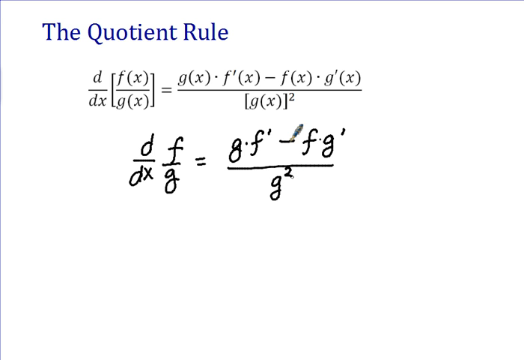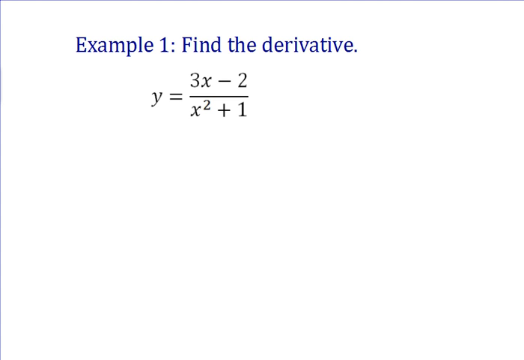Now notice, because we have a minus sign in this rule, the order is very important here. You have to start with g times f prime minus f times g prime. In the product rule, because we're adding, it doesn't matter which one comes first. Order doesn't matter when you're adding, but when you are subtracting, the order is very important. So make sure that we always start with g times f prime minus f times g prime over g squared. Let's look at a couple examples.